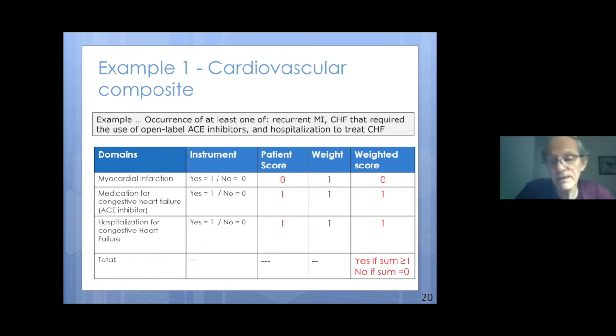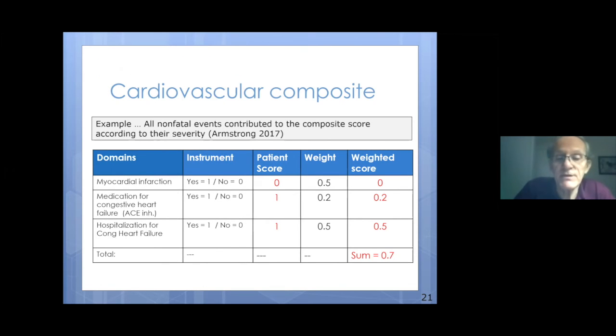One concern with this composite is all domains were given equal importance, as indicated by 1, the weight, in column 4. An exercise was conducted in 2017 to identify weights that reflected the relative severity of each of these domains. This led to weights of 0.5 for recurrent MI, a weight of 0.2 for congestive heart failure medications, a weight of 0.5 for hospitalization for congestive heart failure. And now the weighted scores led to a composite of 0.7. For domains of different importance, such an equal weighting system can be used.